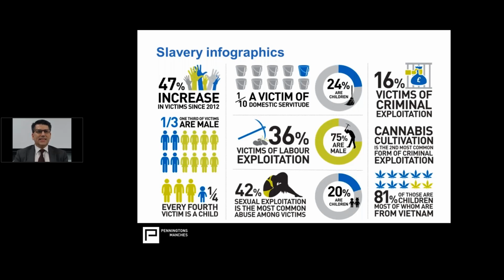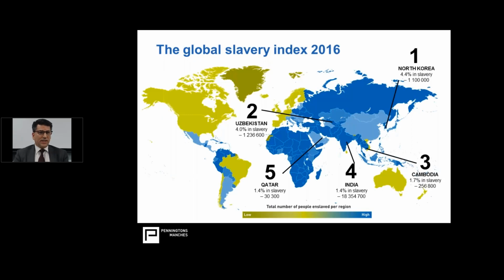Cannabis cultivation is the second most common form of criminal exploitation, with approximately 81% of those involved being children. According to the Global Slavery Index 2016, Asia is the worst offender, with North Korea having the highest prevalence, with 4.4% of its population enslaved. This is followed by Uzbekistan, with 4% of its population in slavery, and then Cambodia with 1.7%.